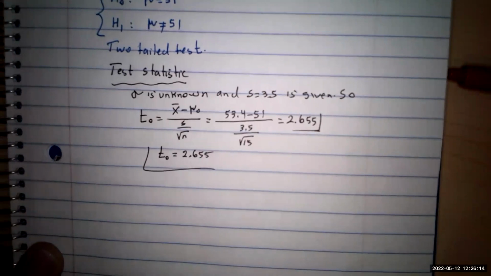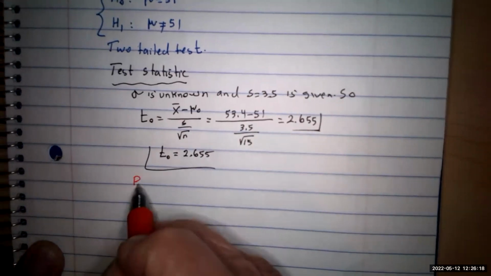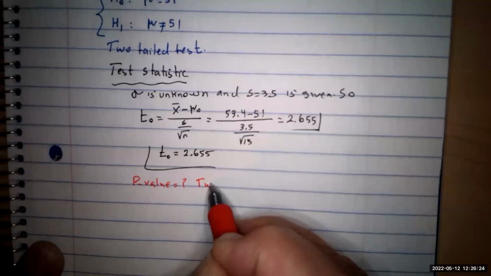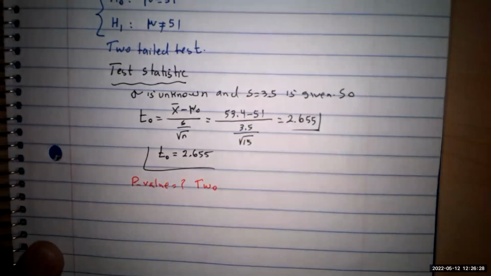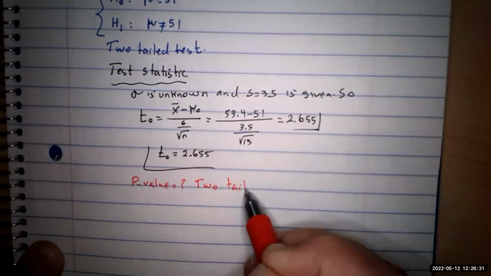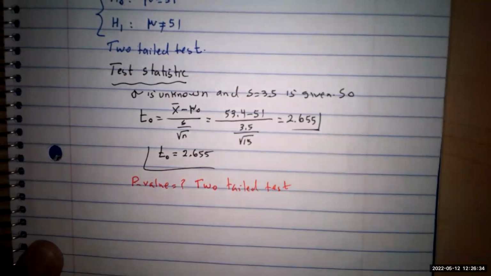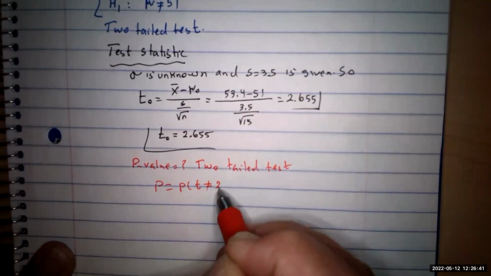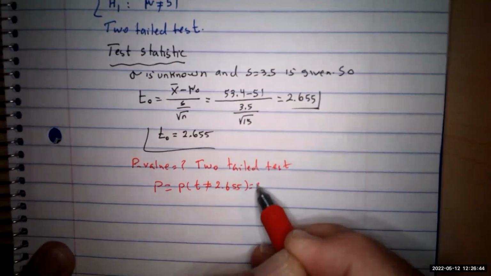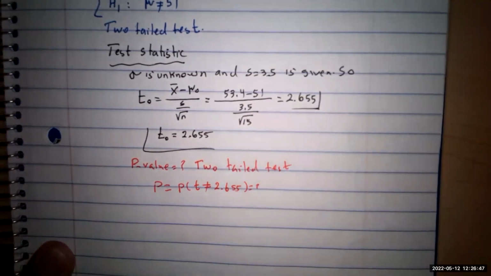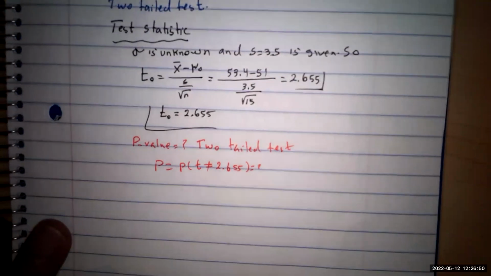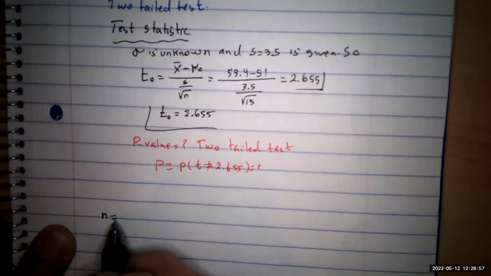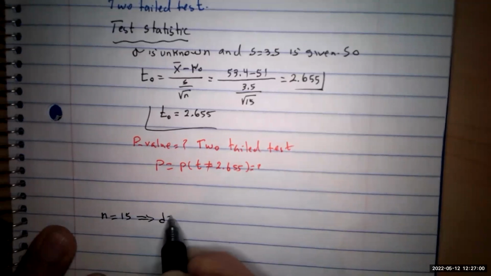So we have to find the p-value. What's going to be the p-value? Remember, it's a two-tail test, so you have to go to the two-tail area for this one. You want to find the probability that T is not equal to 2.655. You just get it from the table right away. The sample is 15, so we find the DF is equal to 14.